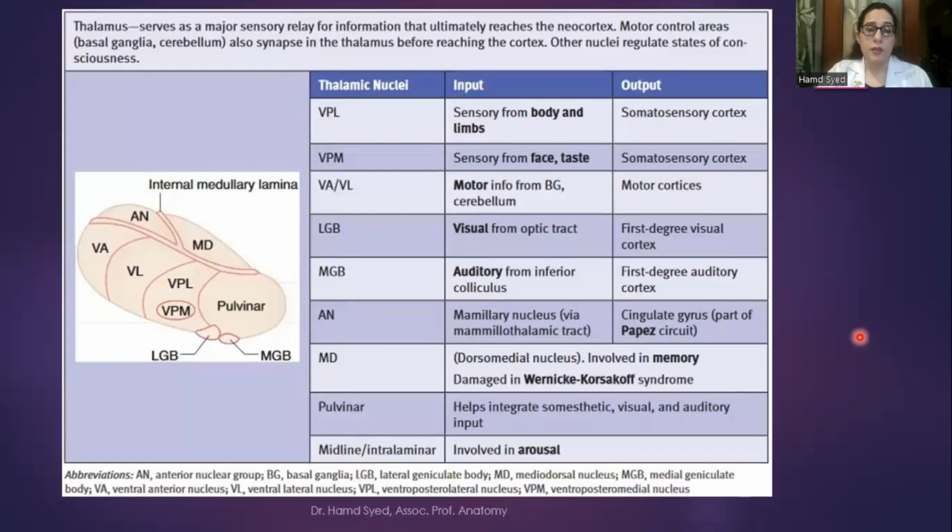This here is a summary in tabular form where you can see these are the thalamic nuclei and these are the specific connections, the input and the output connections, which I mentioned as I was drawing and mentioning the connections of the thalamus on the whiteboard for you.